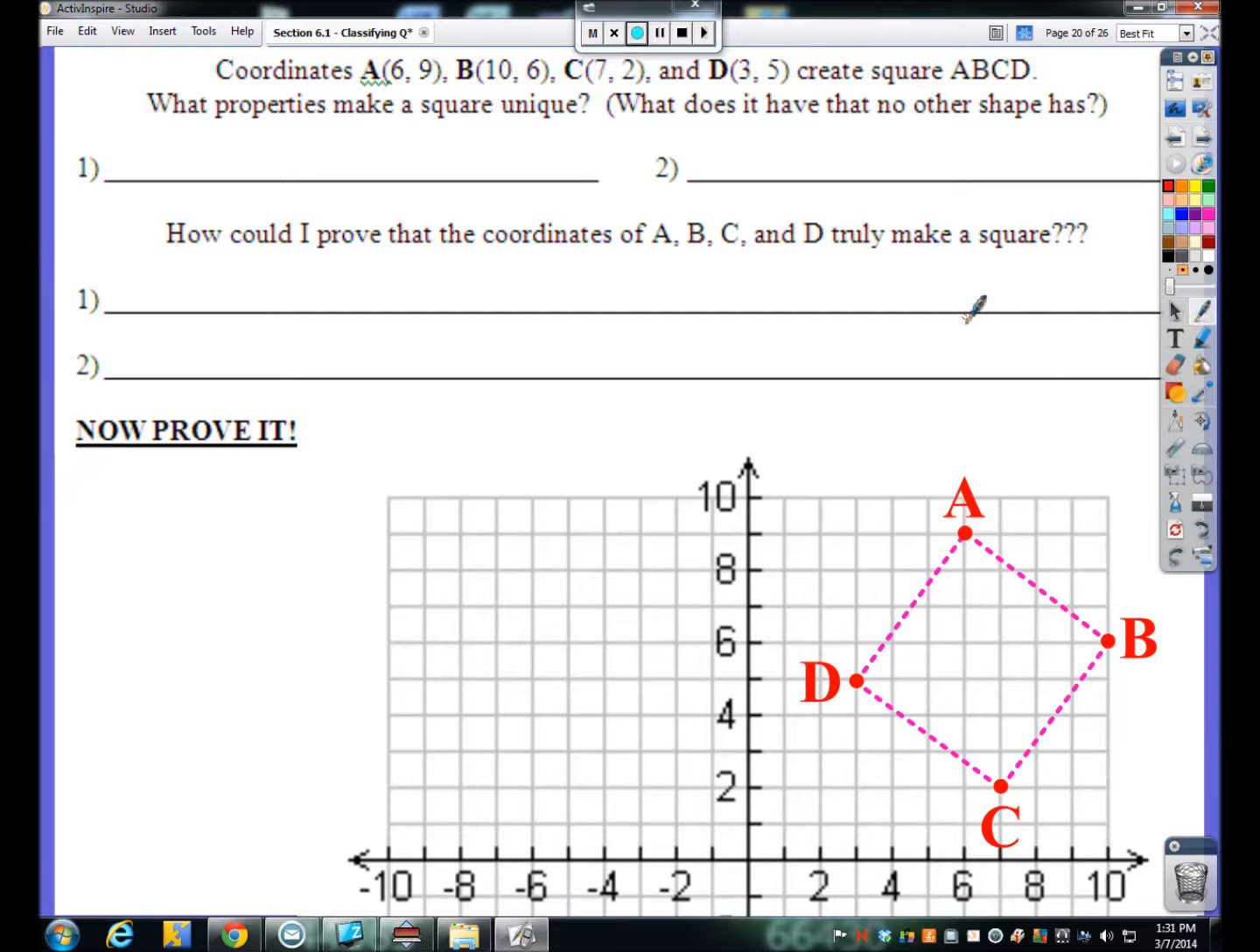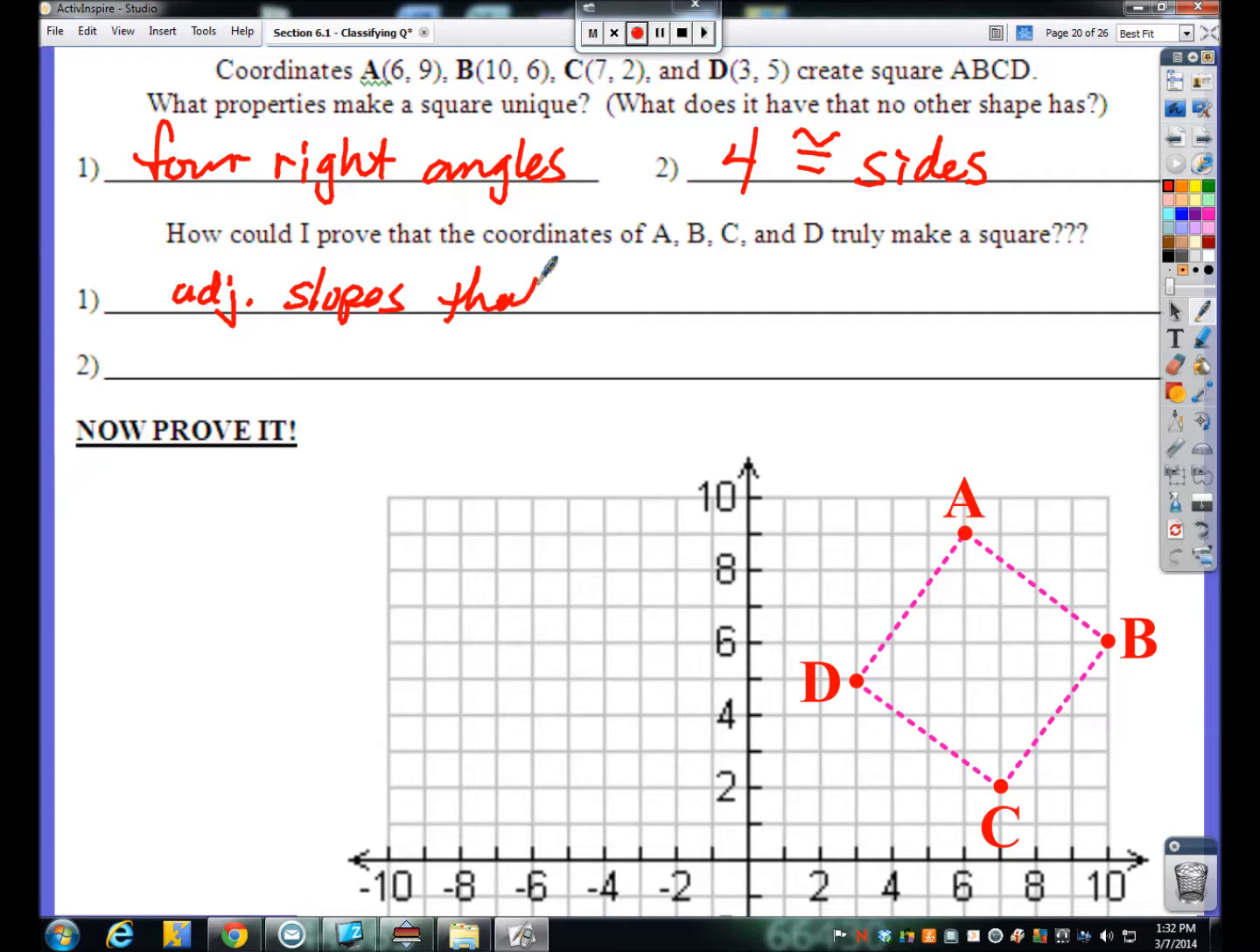So we need to think about, what properties make a square unique? Well, squares have 4 right angles and 4 congruent sides. Okay? No other quadrilateral has both of those things. Now, how are we going to prove that there are really 4 right angles and 4 congruent sides? Well, to prove there are 4 right angles, we would need to see adjacent slopes that are perpendicular, because those would make our 90-degree angles, and we would need to see congruent side lengths.